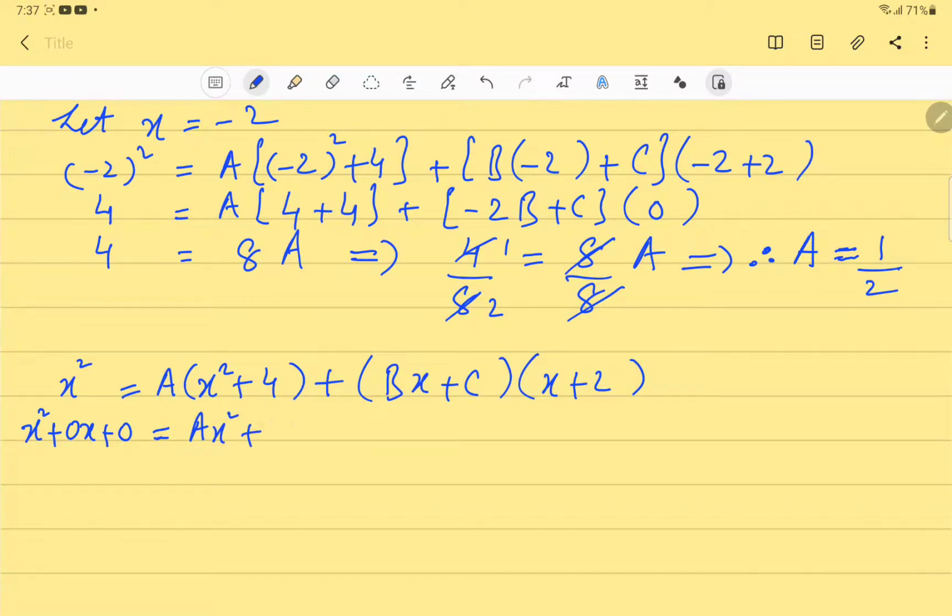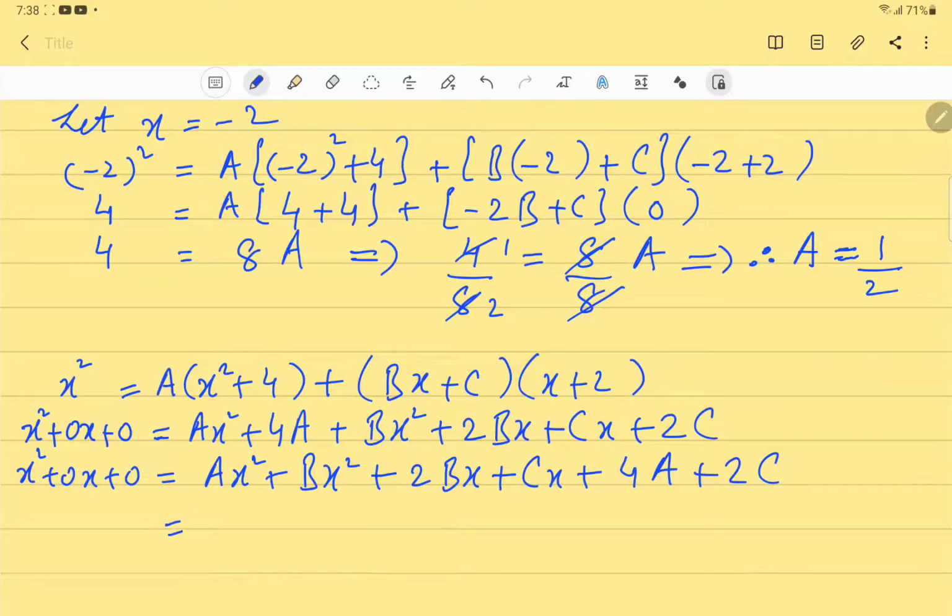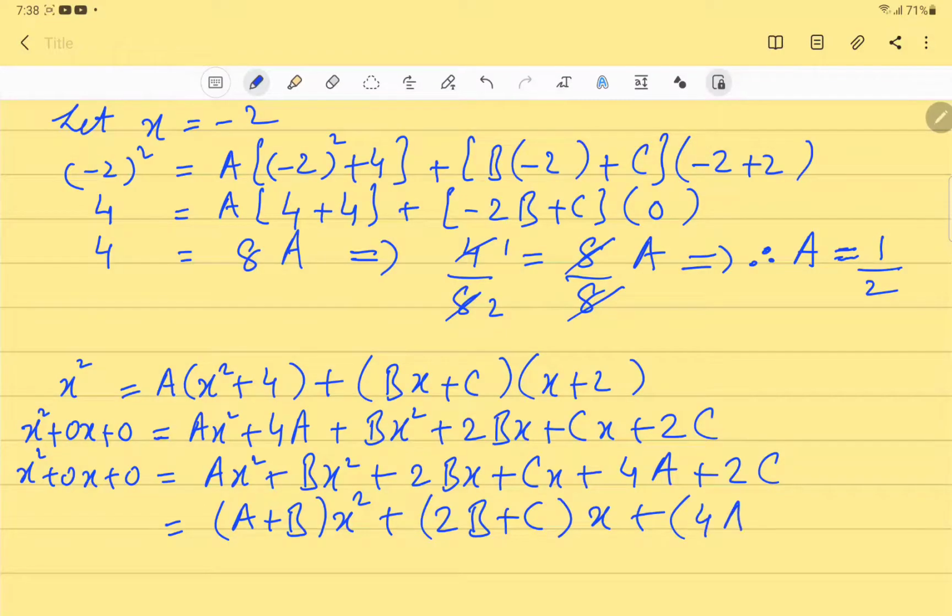So it is ax squared plus 4a plus bx squared plus 2bx plus cx plus 2c. Now we have to group together the terms which have the same degree of x. So it will be ax squared plus bx squared plus 2bx plus cx plus 4a plus 2c. So a plus b into x squared plus 2b plus c into x, and without x is 4a plus 2c.